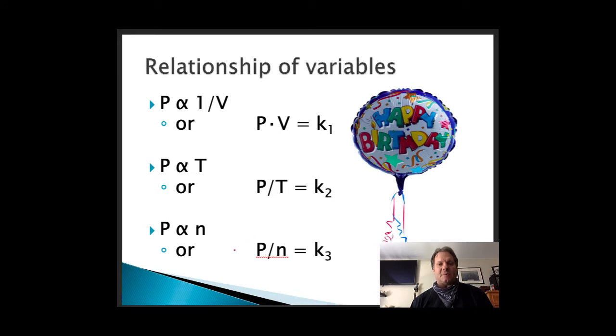So if pressure is proportional to the number of moles, then if I double the number of moles, the pressure would double. If I triple the number of moles, the pressure would triple. The P divided by N would also be a constant.